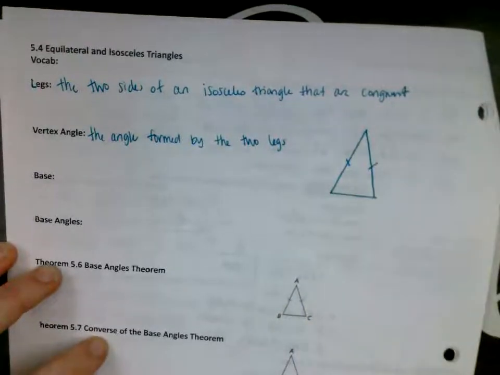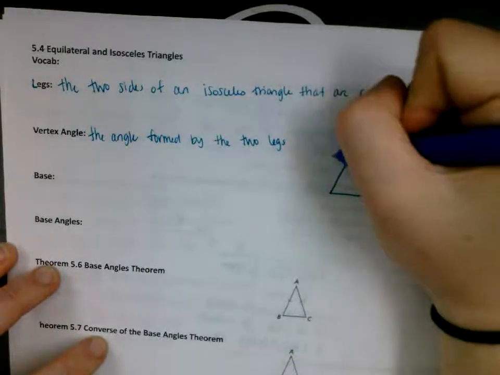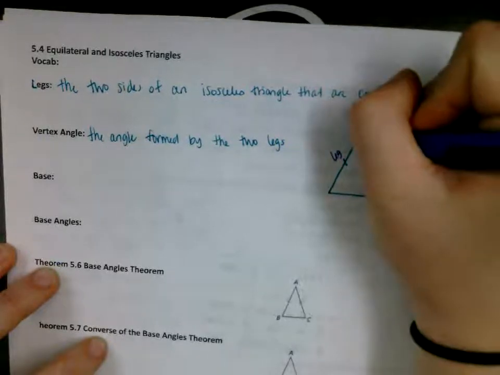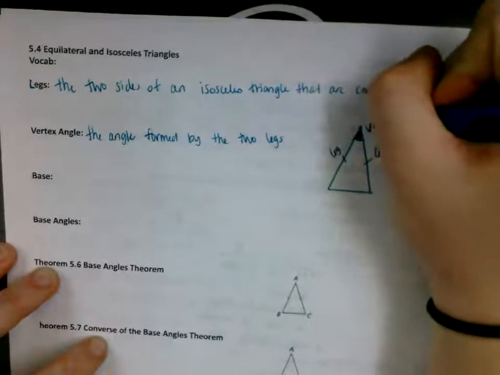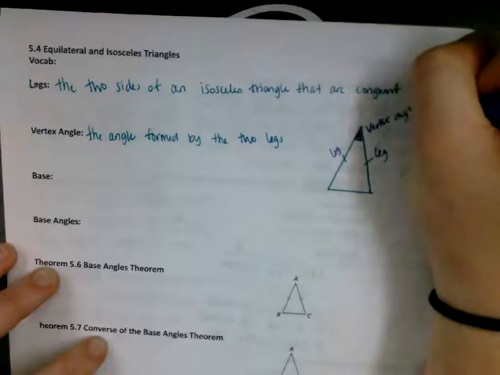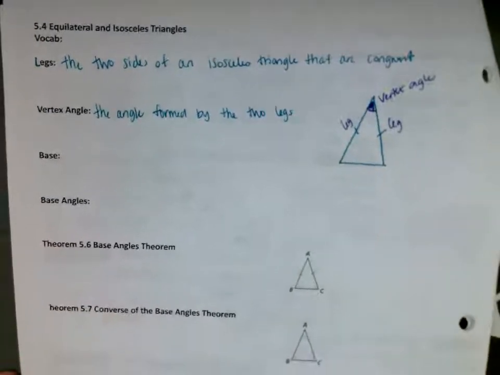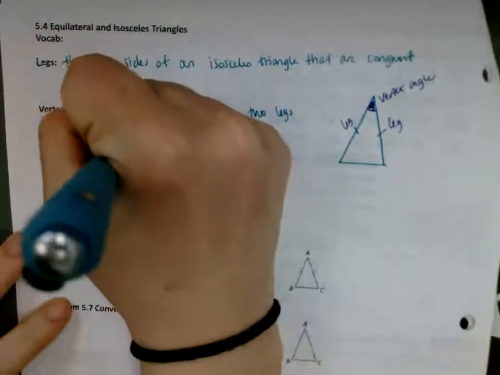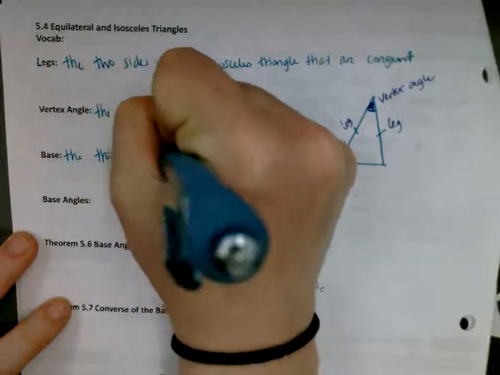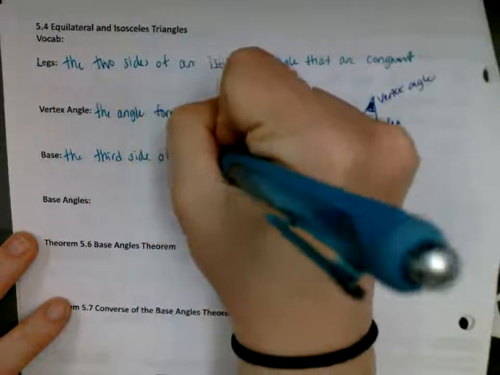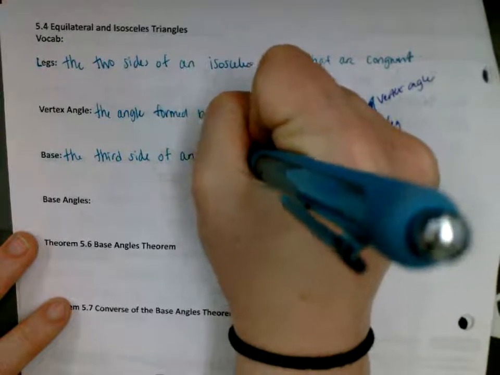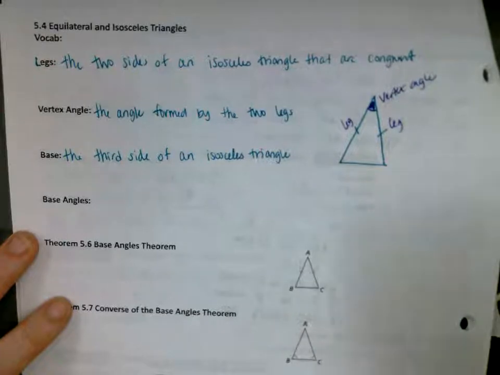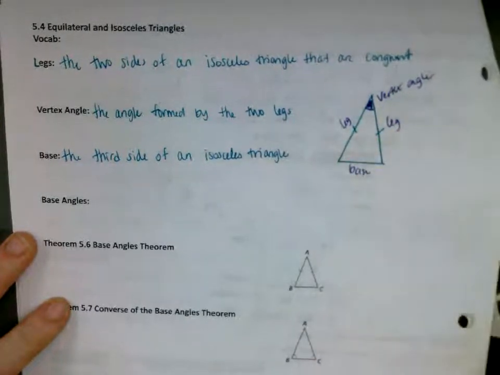Okay, so that means that this would be a leg, and this would be a leg, and this angle right here is the vertex angle. Okay, so then the next thing that we have is base, and it is the third side of an isosceles triangle. Okay, so this side down here is the base.